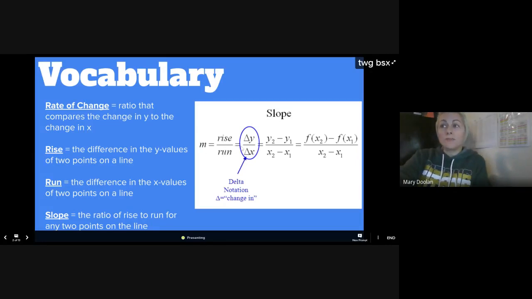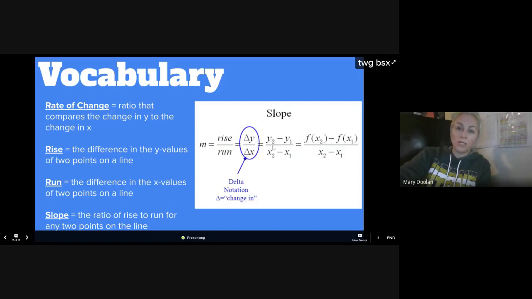It is represented by the change in y over the change in x, which is just a short way of writing y2 minus y1 over x2 minus x1, okay? This is delta notation. I like delta notation because it takes even less writing than this right here. That is the Greek letter delta, change in, and it tells you that right here. And also because we're working with functions, you can replace y with f of x.